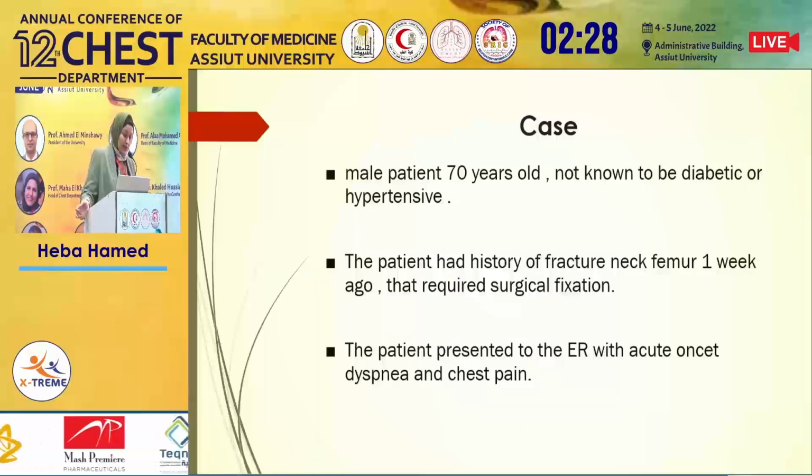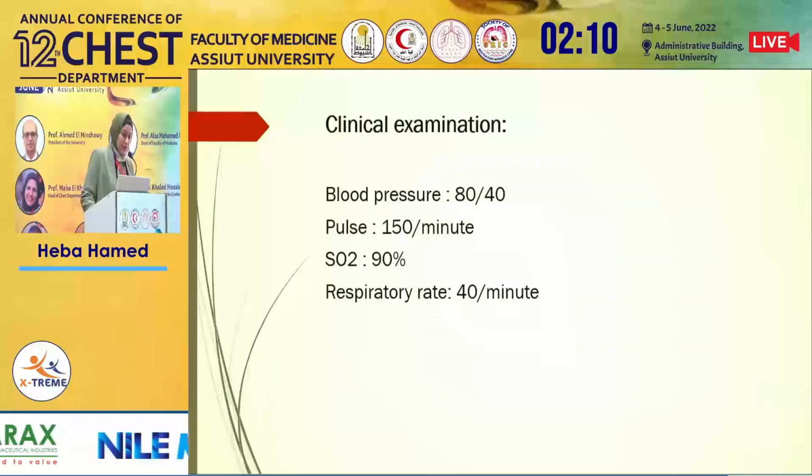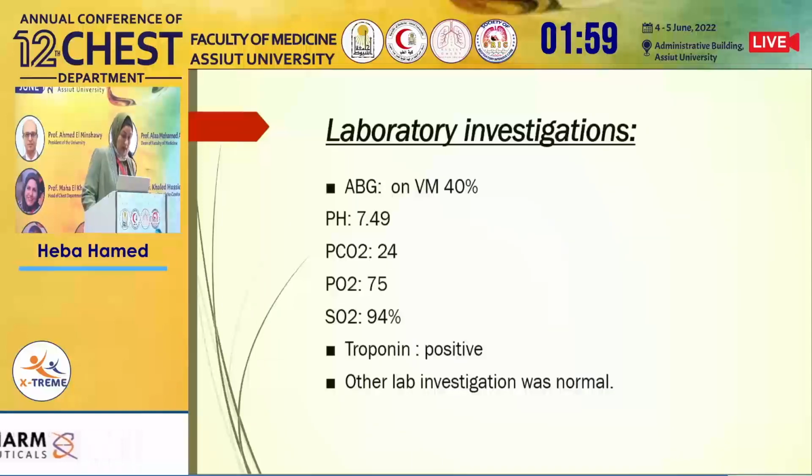This was a male patient, 70 years old, not known to be diabetic or hypertensive. The patient had a history of fractured neck of femur 1 week ago that required surgical fixation. The patient presented to the ER with acute onset dyspnea and chest pain. On clinical examination, blood pressure was 80/40, the pulse was 150 per minute, saturation was 90%, respiratory rate was 40 breaths per minute. Lab investigation, ABG on venturi mask 40%, showed marked CO2 wash-out and saturation was 94.